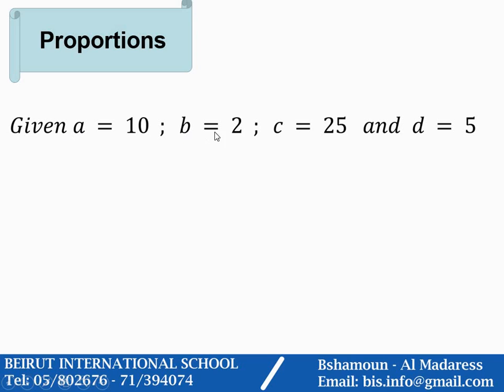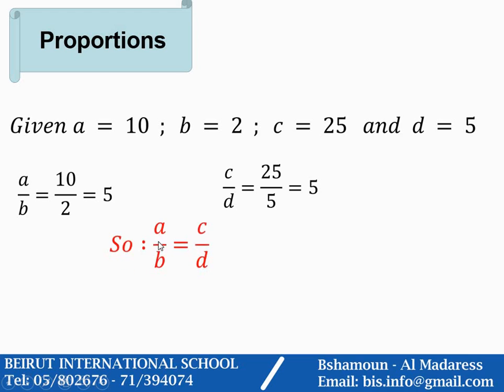Suppose you have 4 letters A, B, C, and D, such that A is equal to 10, B is equal to 2, C is equal to 25, and D is equal to 5. If you divide A over B, so 10 over 2, you get 5. And if you divide C over D as well, you get 25 over 5, which is equal to 5. So you can notice that 5 is equal to 5. So A over B, which is 5, is equal to C over D, which is equal to 5. So these two quotients are equal.